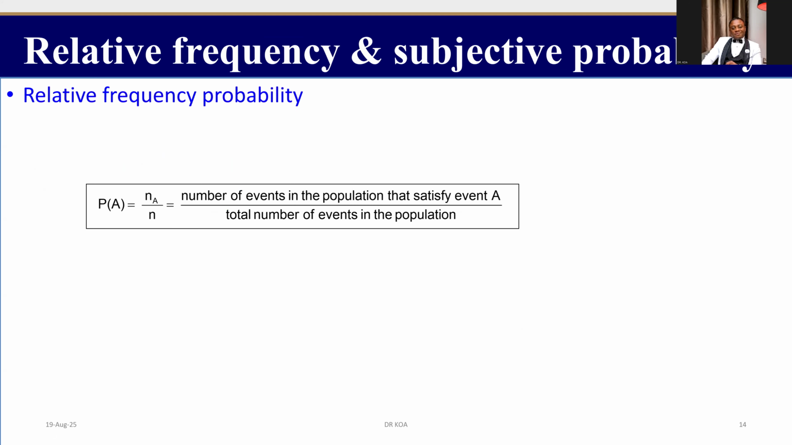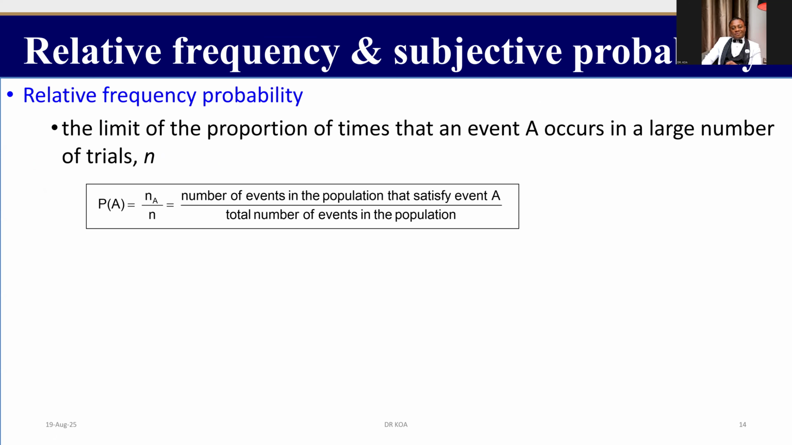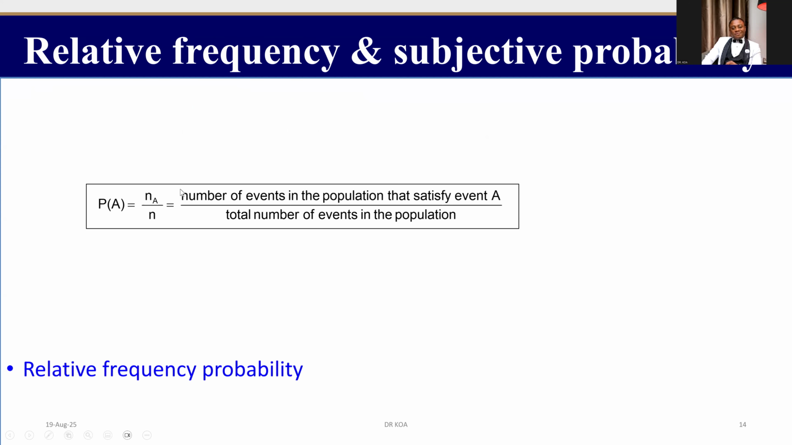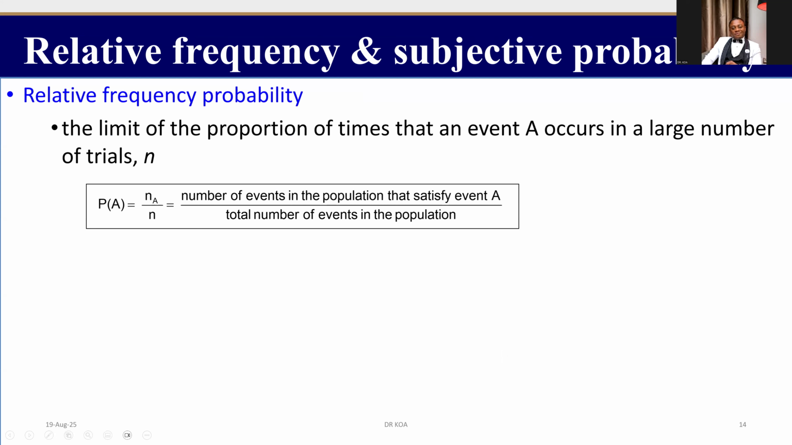The next one is a relative frequency probability. It's a very simple one as well, because that one looks at the NA divided by N. So what is the difference between the first one and this one? Well, the NA means the number of events in the population that satisfy event A, divided by the total number of events in the population. If you look at the previous one, we are looking at the number of outcomes that satisfy event A. This one looks at the number of events in the population that satisfy event A. What is the difference?